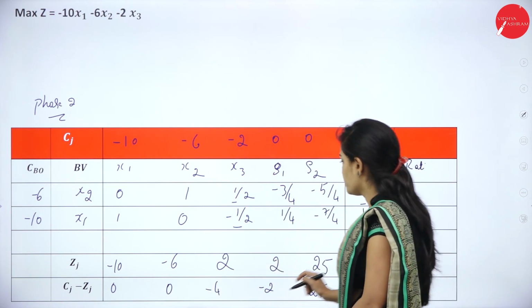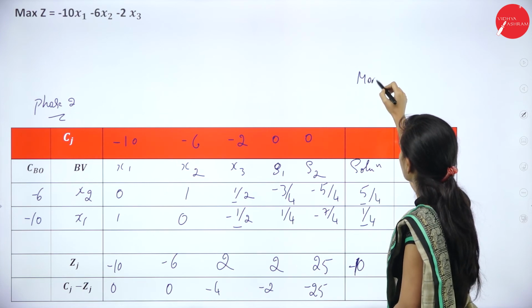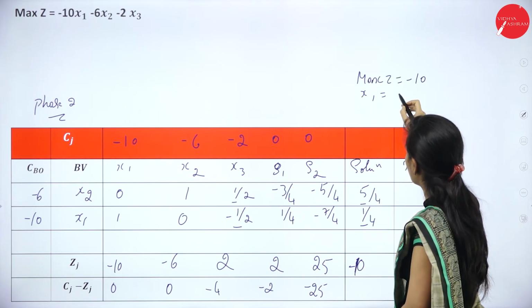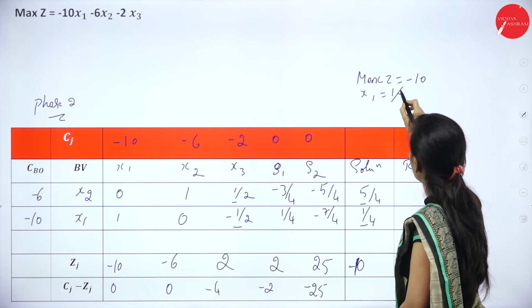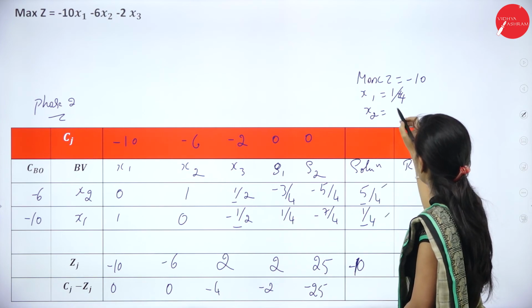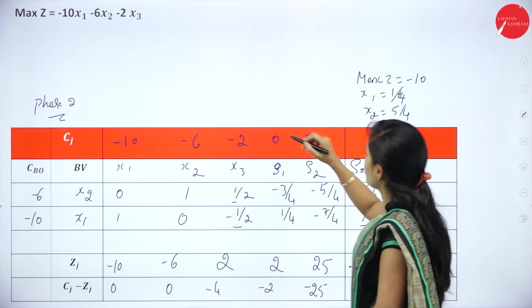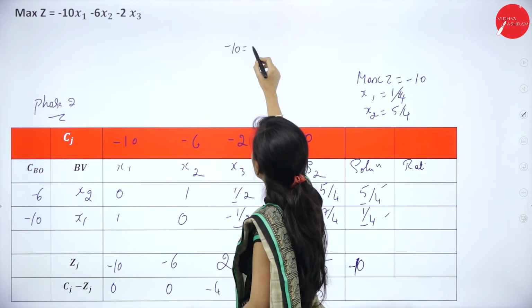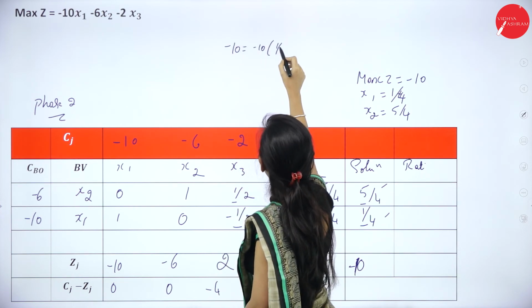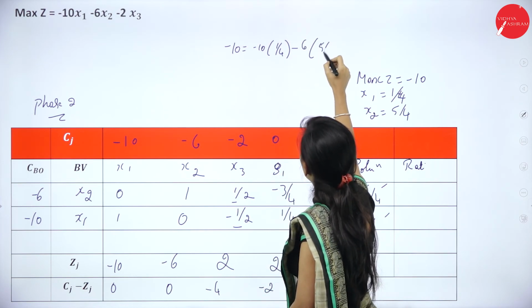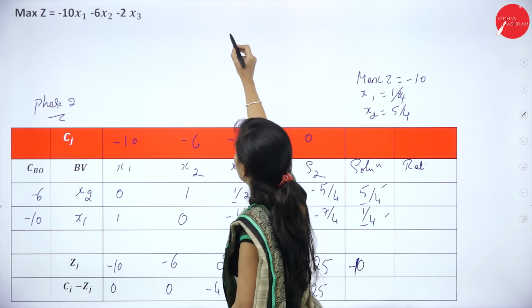So here max z is equal to minus 10. What is x1? x1 is equal to 1 by 4 and x2 is equal to 5 by 4. Now we can cross verify the answer. Max z is equal to minus 10 into 1 by 4 minus 6 into 5 by 4. So now you can cross verify the answer.